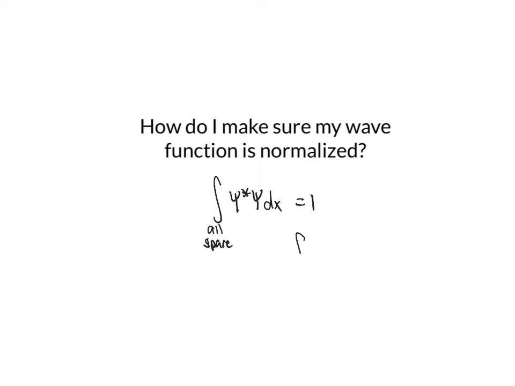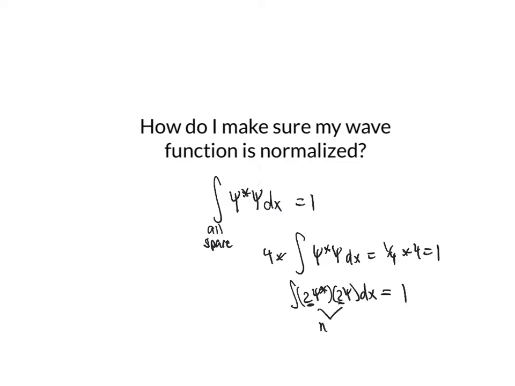So in other words, let's say that this summed up to equal 1/4. Well, if I multiplied both sides by 4, then it would equal 1. Multiplying both sides by 4 is the same thing as multiplying both my complex conjugate and my wave function itself by 2, and that makes sure that it equals 1. So in this case, 2 is what we call the normalization factor, or normalization constant. So let's do an example of that and see how that works.